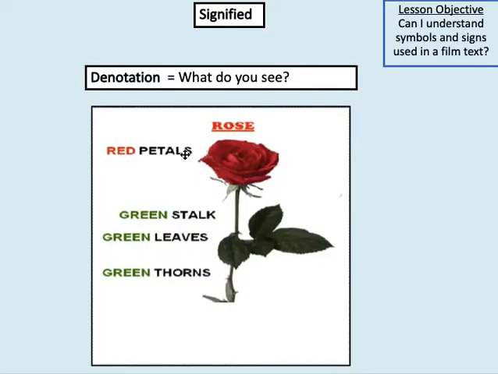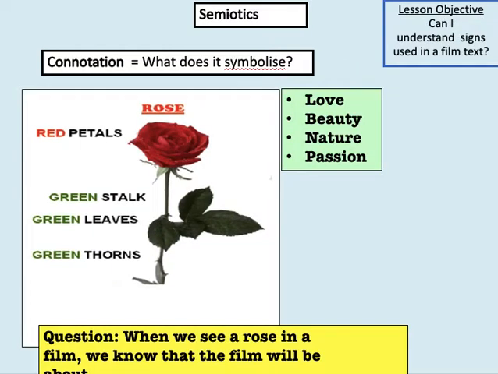So, what we have here is a rose. Right, so I've denoted that. I've described what I could see. So, if I was to see a rose pop up in a film, I'd say, it's a rose. That's a sign. More importantly, if I see a rose in a film, what does it mean?